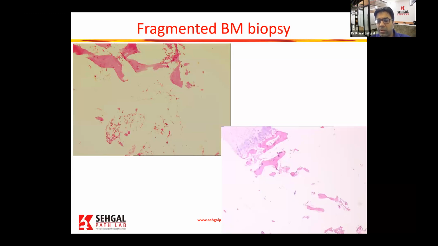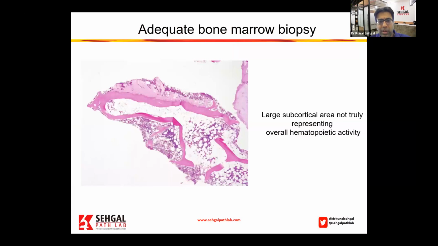Take serial sections, rule out that there is no tissue. I would take step serials or deep serials. Rule out that there is no tissue missed by you. And then, unfortunately, this is an inadequate bone marrow biopsy. There is no other thing. You can either rely on the aspirate or you might end up wanting a repeat procedure.